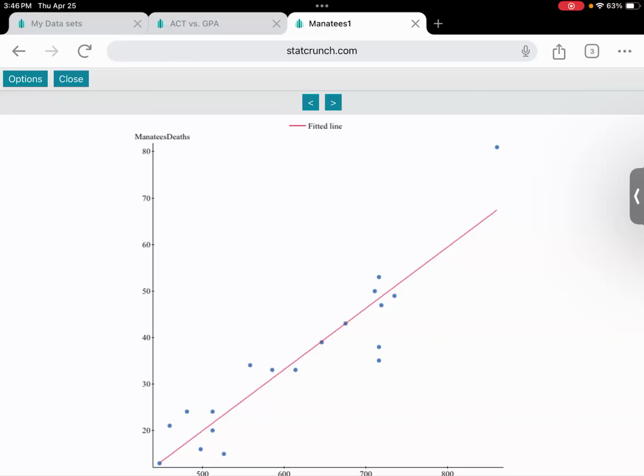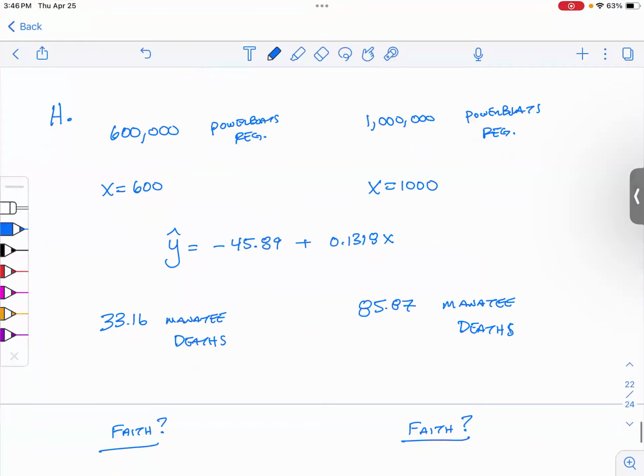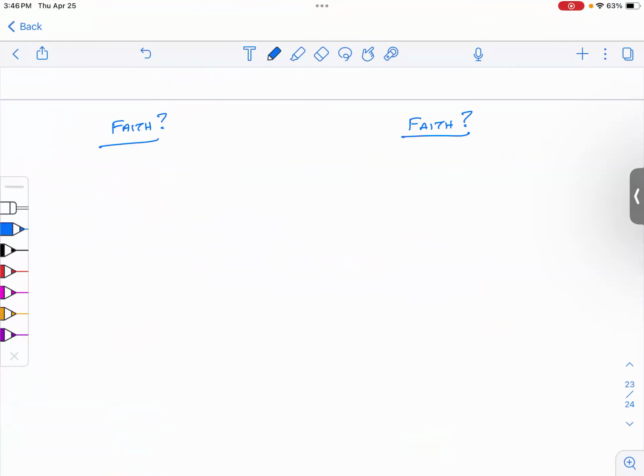So I don't know what's happening. So I don't have very much faith in that million powerboat registration prediction. And that's how we make that determination, though. Once it's outside the range of our data set, then you need to think about what's happening. Okay, so this prediction, I have a lot of faith.